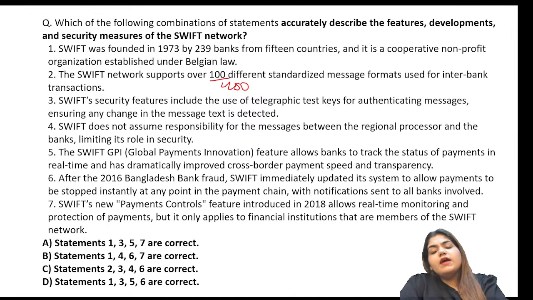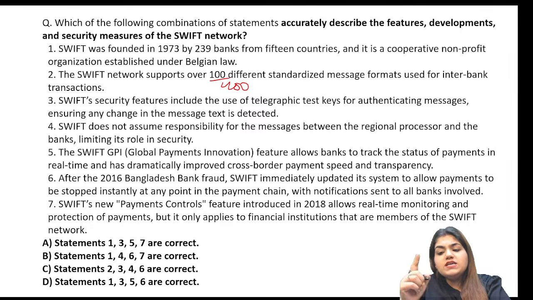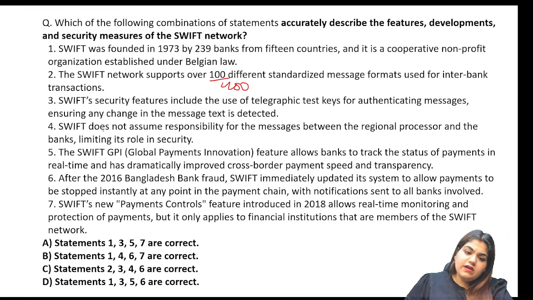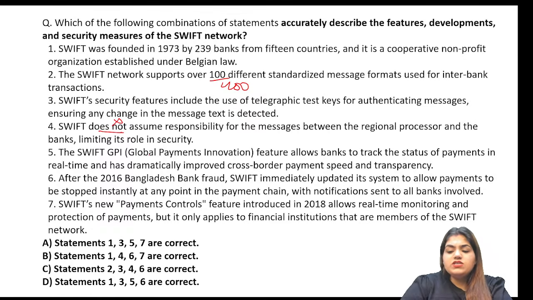The authentication mechanism in SWIFT uses telegraphic text. Statement number 4 is incorrect. SWIFT does assume responsibility for the message between the regional and the banks. It uses the feature; it does not need assumes. It does not create assumes. SWIFT GPI features allow banks to track the payment. Yes, it does. Statement number 6.